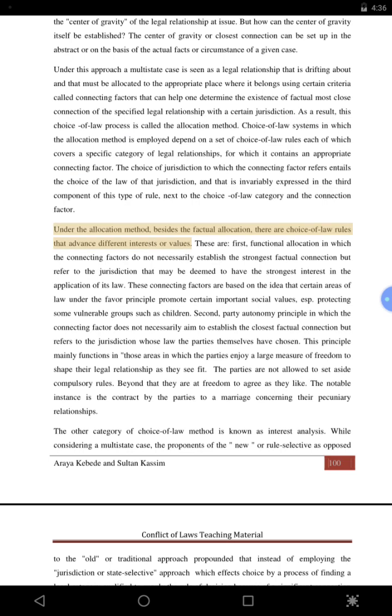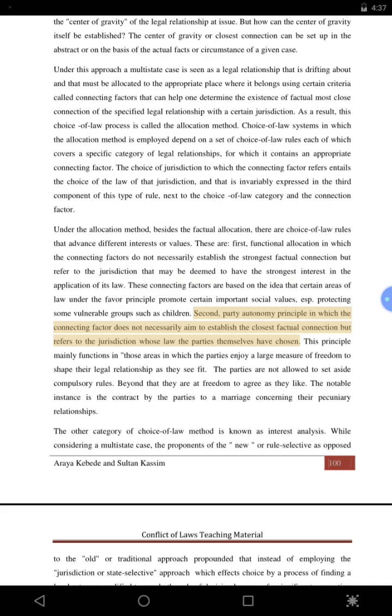and the connecting factor. Under the allocation method, besides the factual allocation, there are choice of law rules that advance different interests or values. These are, first, functional allocation, in which the connecting factors do not necessarily establish the strongest factual connection but refer to the jurisdiction that may be deemed to have the strongest interest in the application of its law. These connecting factors are based on the idea that certain areas of law under the favor principle promote certain important social values, especially protecting some vulnerable groups such as children.